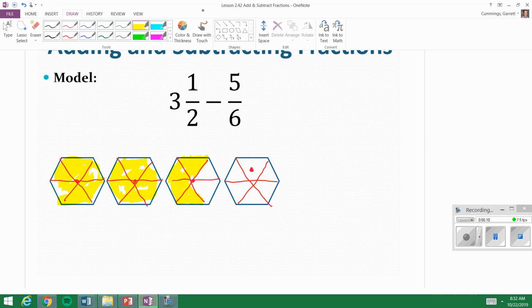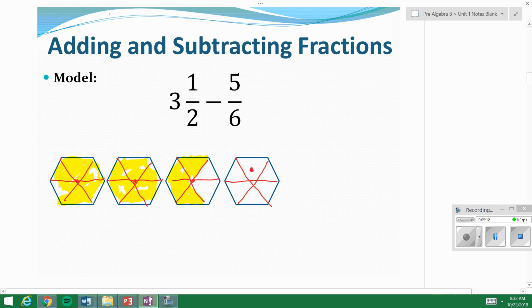But let's see how this works. Okay, let's see how this works when I find that common denominator. 3 and 1/2 is really, 2 times 3 is 6, plus the extra 1 is 7/2. Take away 5/6, and once again I have to convert this to something with a common denominator, which in this case the lowest common denominator possible is 6. So I have 14/6 total. And if you didn't believe me, you could count all of those up.